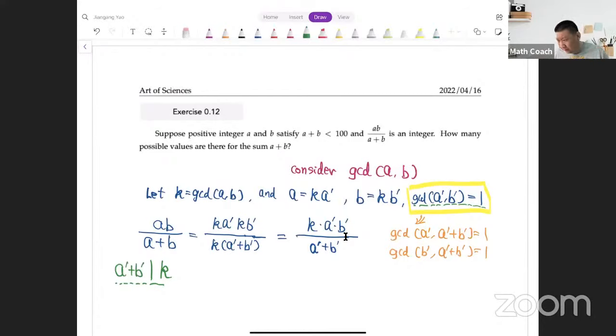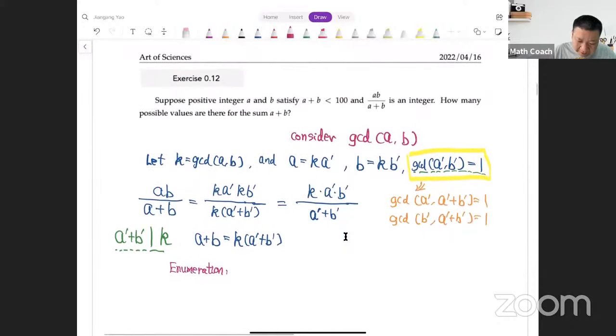Okay, so now we still have missing correct answers for 5 points. So now what do we need to calculate? We need to calculate A plus B. So what is A plus B? A plus B, of course, is K times a' plus b'. And K is a multiple of a' plus b'. So it's like we have (a' plus b') squared in it. Now we know that enumeration is a powerful tool, and we do enumeration. What we really do is enumerate based on a' plus b'.